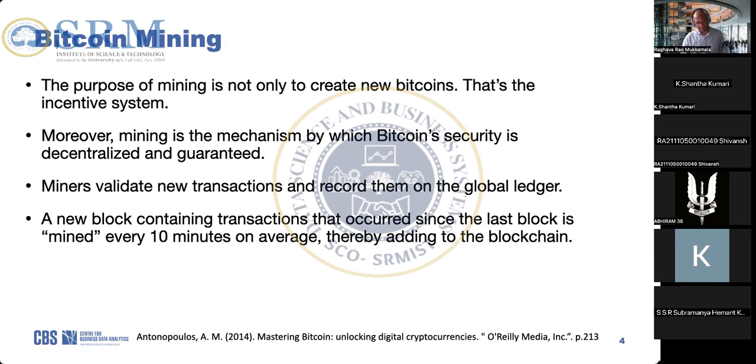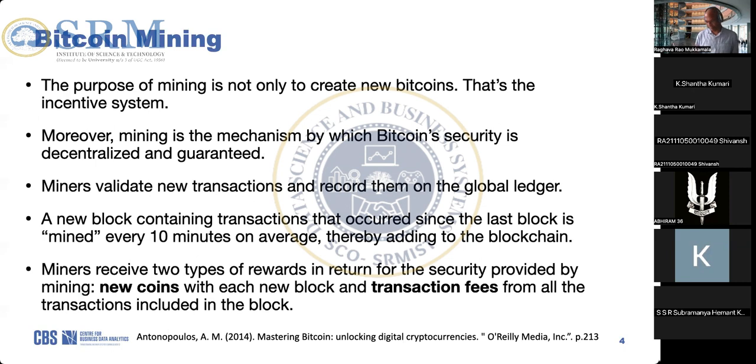So that's how the mining works. But somehow we try to keep it that every new block is produced approximately in 10 minutes time. And let's see how that is also maintained later.